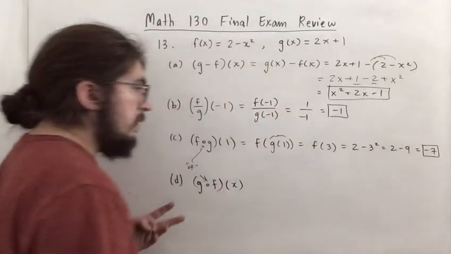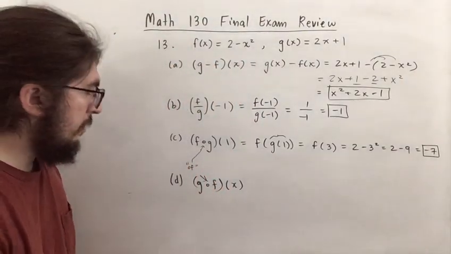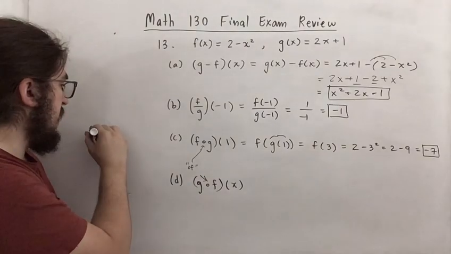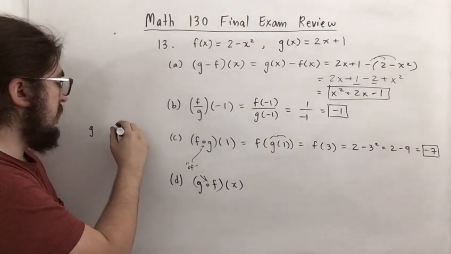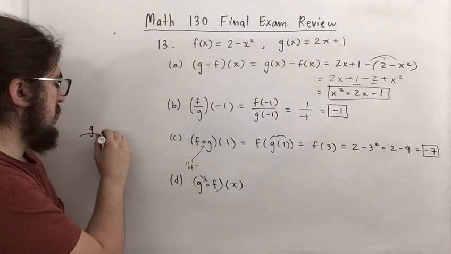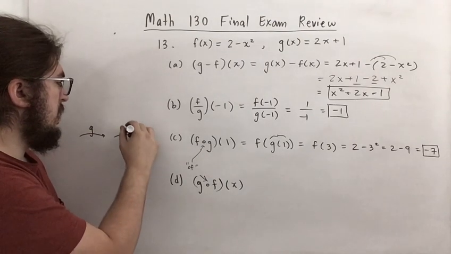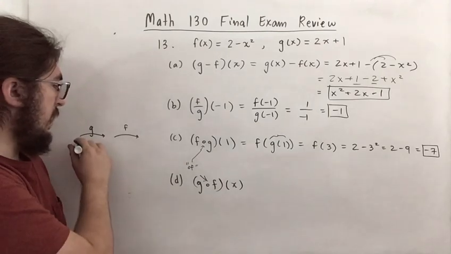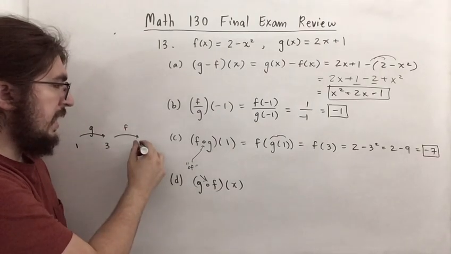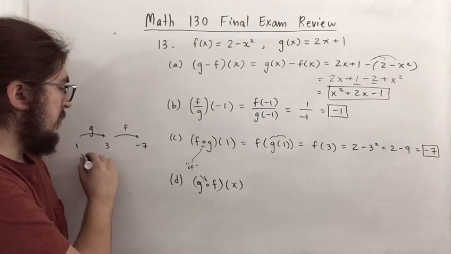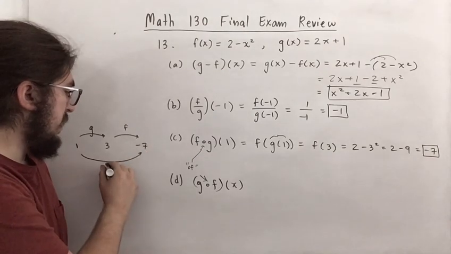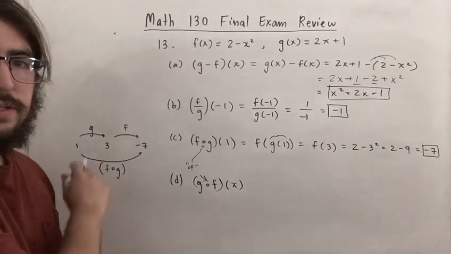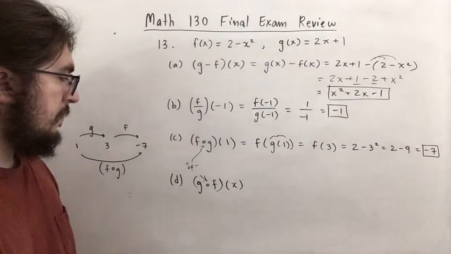Okay, so I hope we can follow that. There's kind of a nice diagram that I want to show, and that's that we jump from g to f to get to the final f of g. So you plug 1 into g to get 3, you plug 3 into f to get -7. So in reality, this is plugging 1 into f composed with g like that. It's kind of this 2-pass diagram.